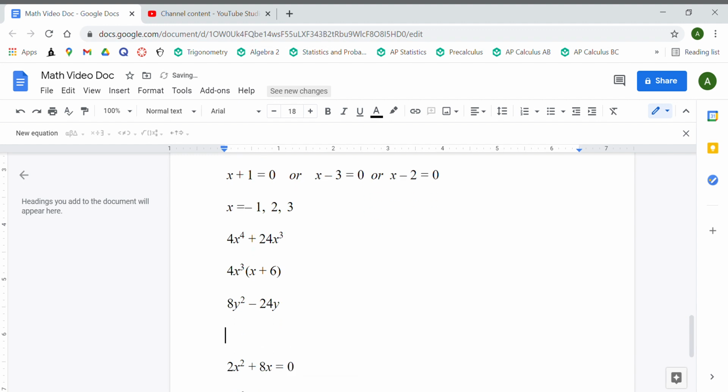Why don't you try this one out? 8y squared minus 24y. Pause the video and factor this out using the greatest common factor. Don't solve it, just factor.